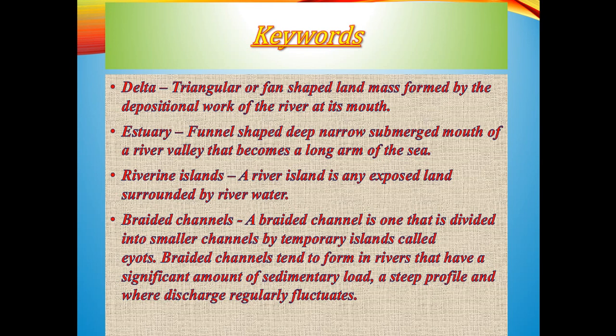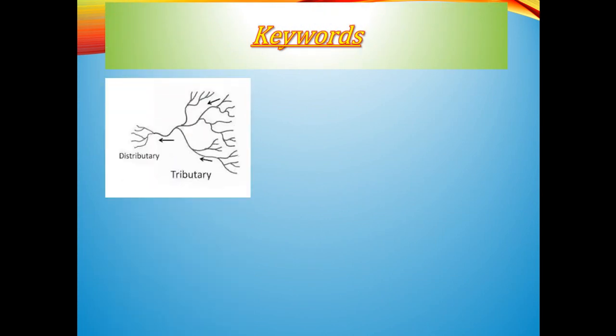Braided channels tend to form in rivers that have a significant amount of sedimentary load, where the sediments are maximum and very loose, and the area is elevated with a steep profile. That is the place where the main river deposits the sediments and splits up into numerous channels. So when this type of feature is present in a river, that river is termed as giving a feature of braided channel.